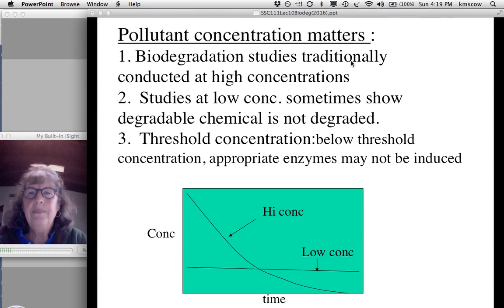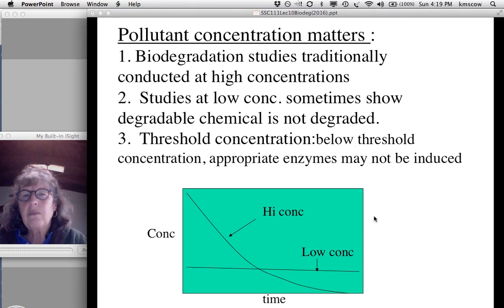methods. And that's fine and dandy, and here's a picture showing the concentration of a contaminant over time. It starts out at a high concentration and it degrades very nicely, looks almost like a first order, although first order doesn't work under really high concentrations, but it was high enough that it degraded quite rapidly. And then people would say, oh, no problem, the contaminant will break down in the environment, it's not an issue.